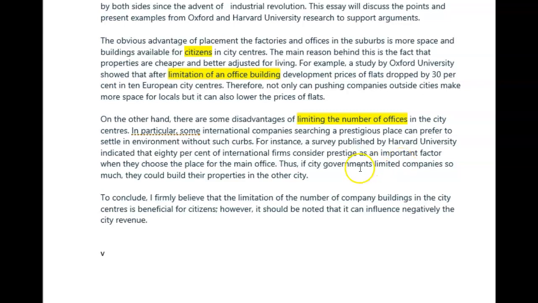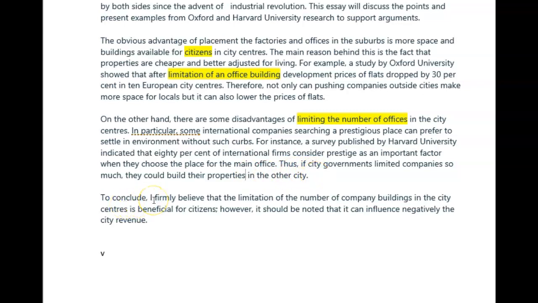For example, then you go into your Harvard survey. International firms consider prestige, and central location. Maybe we should emphasise that as an important factor when they choose their office. If city governments limited companies too much instead of so much, they may decide to, it's not really building though, is it? They may decide to relocate in an alternative city.